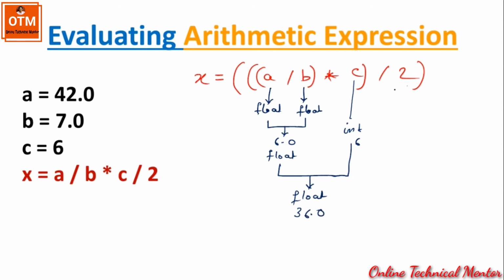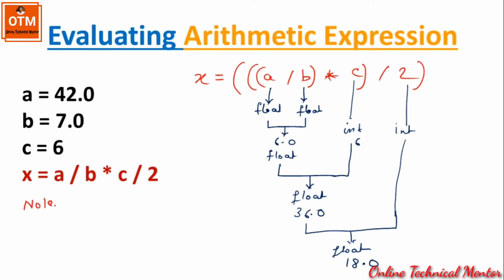Next, the last operation, that is divided by 2. This 2 is an integer, and again when it operates with this 36, that means 36 divided by 2, since 36.0 is float, 2 is integer, so again it will be typecasted to a float value. That means 36 divided by 2 will give you 18.0.